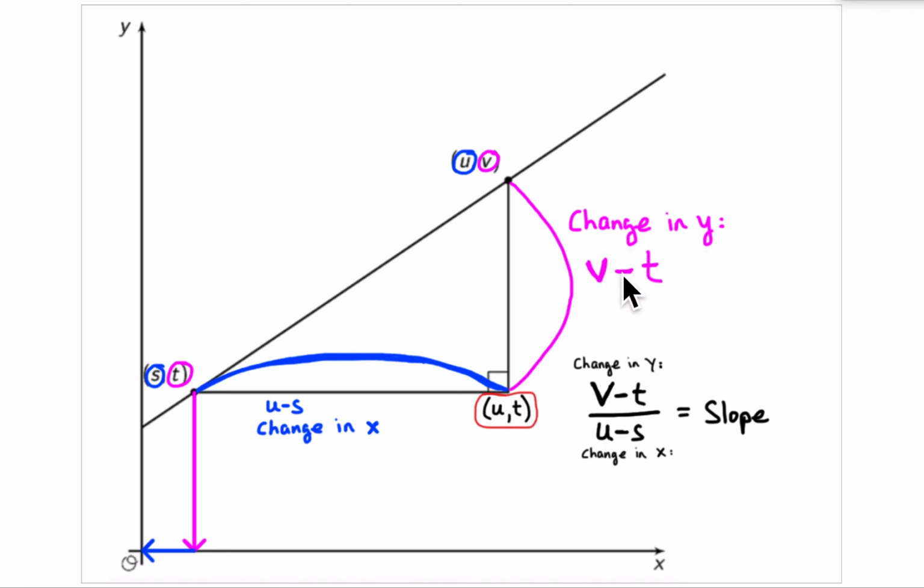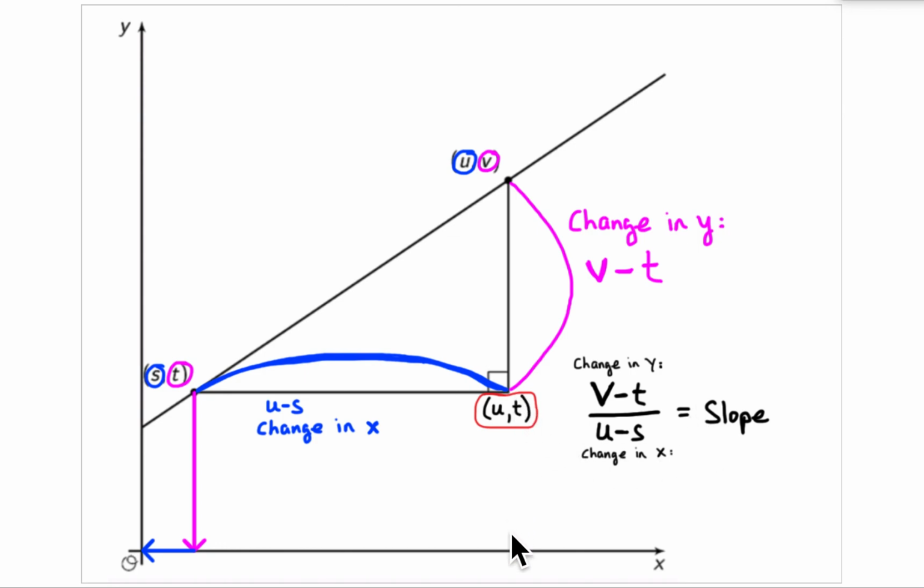So what's the change in y? It's this y value, which is v, and you have to subtract this amount right here, which is how much? Well, that is this t right here. So this is t units up, so you have to subtract that t. So v minus t is the change in y, compared to the change in x. Well, how much did x change? You started out here at s, and then you went u units to the right. How much of a change is that? That is u minus s. u minus s is the change in x, and that's the slope, the comparison of these two changes: change in y compared to the change in x is equal to the slope.